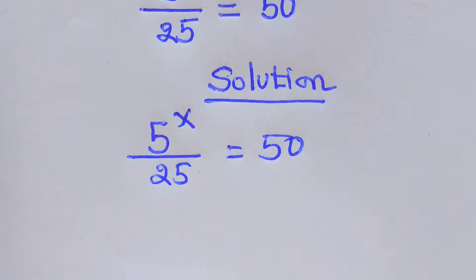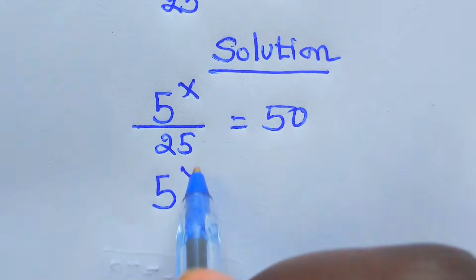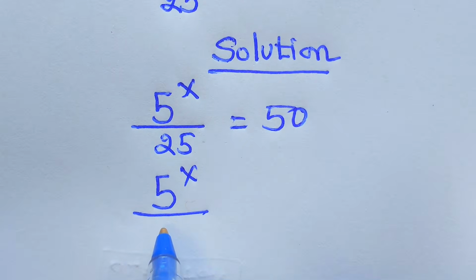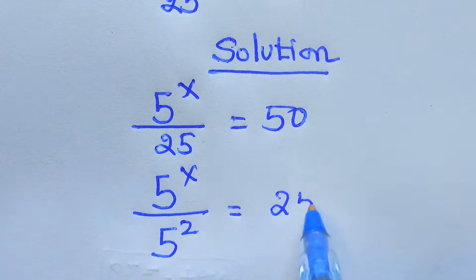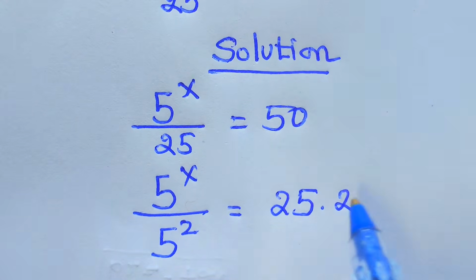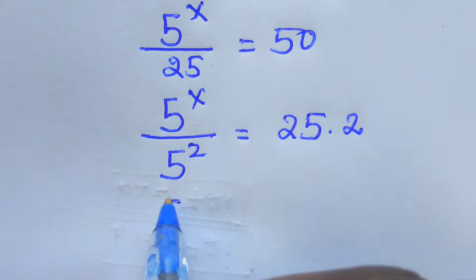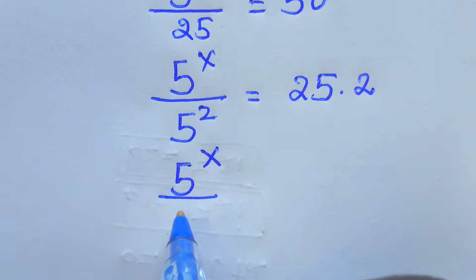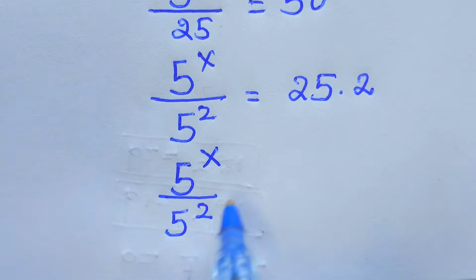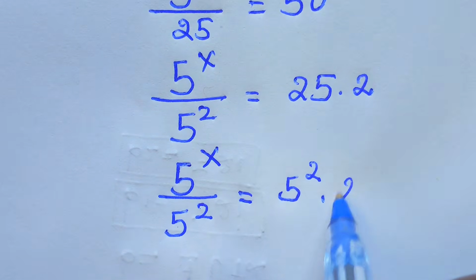Right? And this is what we have right here, and of course here we have 5 power x over, this should be 5 squared. This is equals to 25 times 2, right? So here we shall say we have 5 power x over 5 squared. This should be 5 squared times 2.